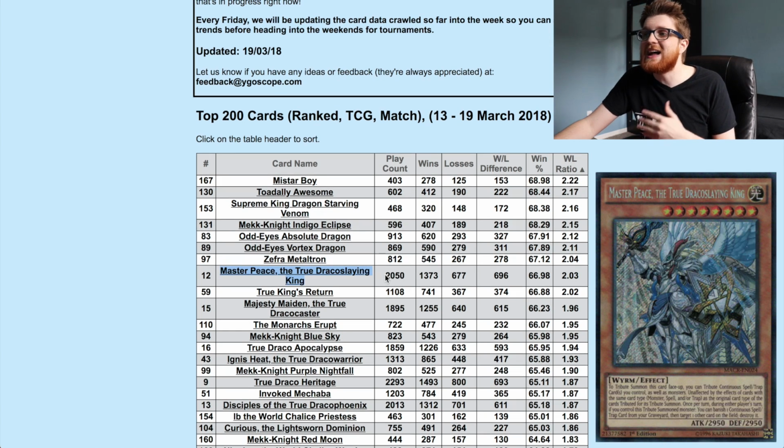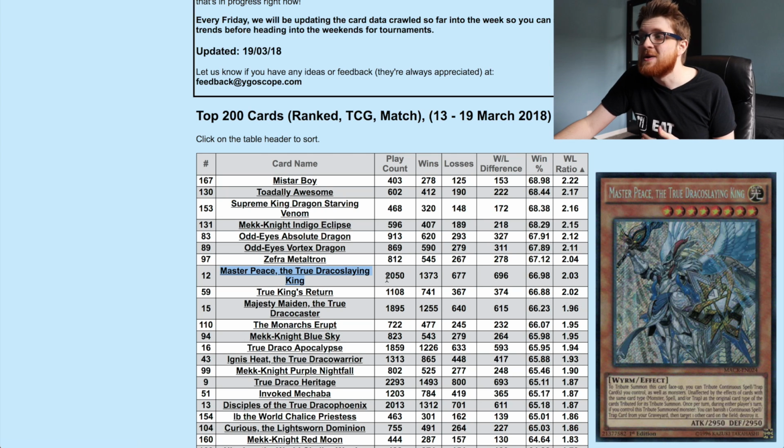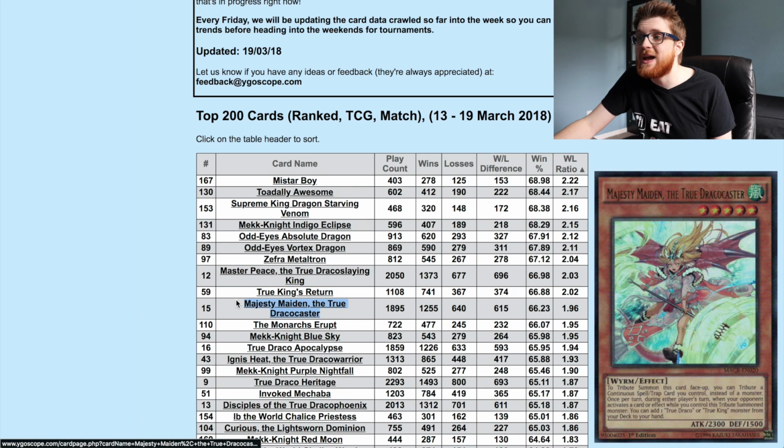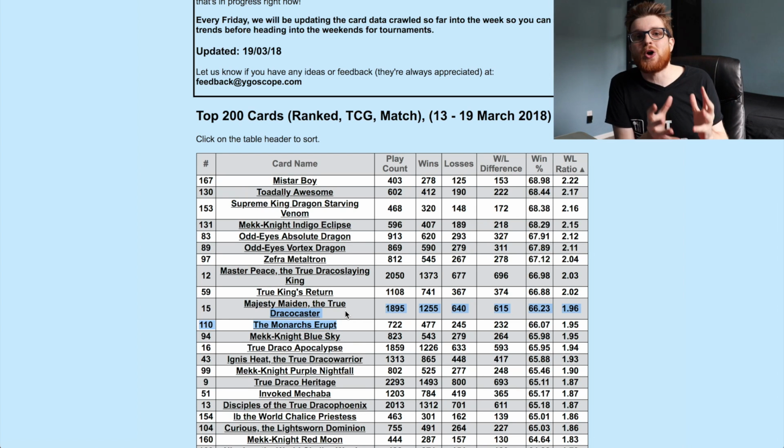So it makes sense that compared to something like Vortex Dragon, it's seen a lot more play because it's a main deck card, it's searchable, it's really easy to get out in a lot of instances, and it boasts a 67% win rate. And then you also see, if you go down, you got True King's Return, you have Majesty Maiden, Monarch's Erupt. You've got a lot of cards that play in hand with True Draco here, and this is where you get to start molding and seeing what decks are doing the best.